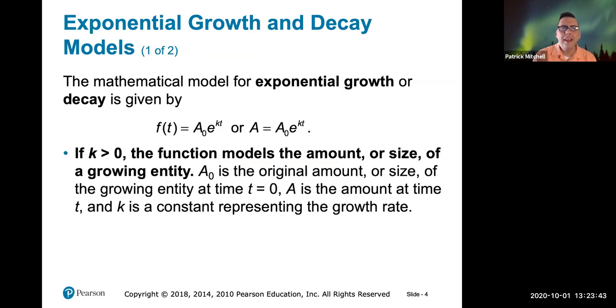The mathematical model for exponential growth or decay is given by f of t equals a sub 0 times e to the kt, or A equals a sub 0 times e to the kt. If k is greater than 0, the function models the amount or size of a growing entity. A sub 0 is the original amount or size of the growing entity at time t equals 0. A is the amount at time t, and k is a constant representing the growth rate.